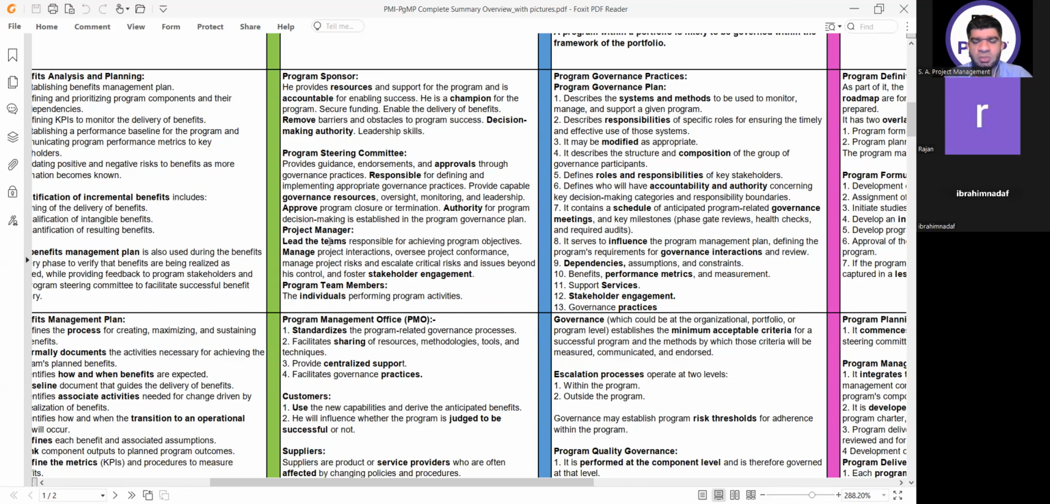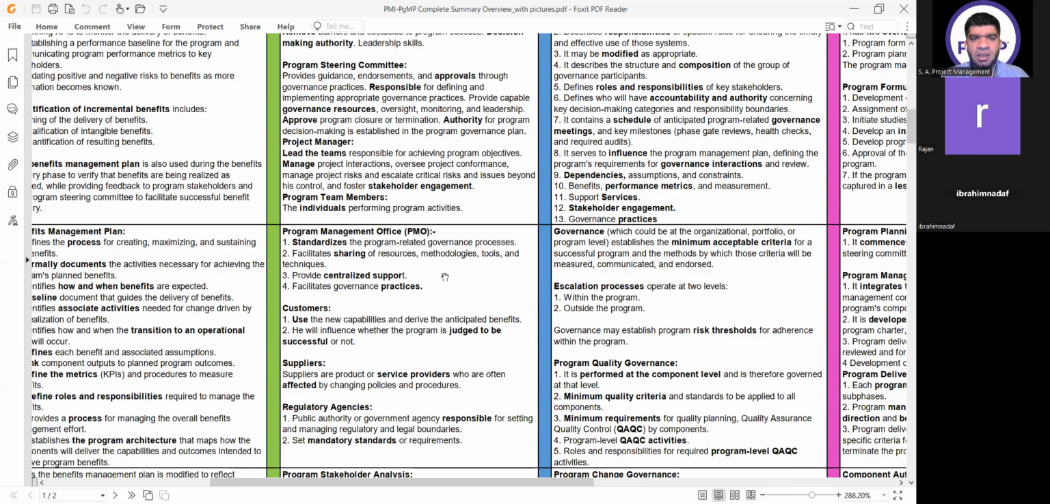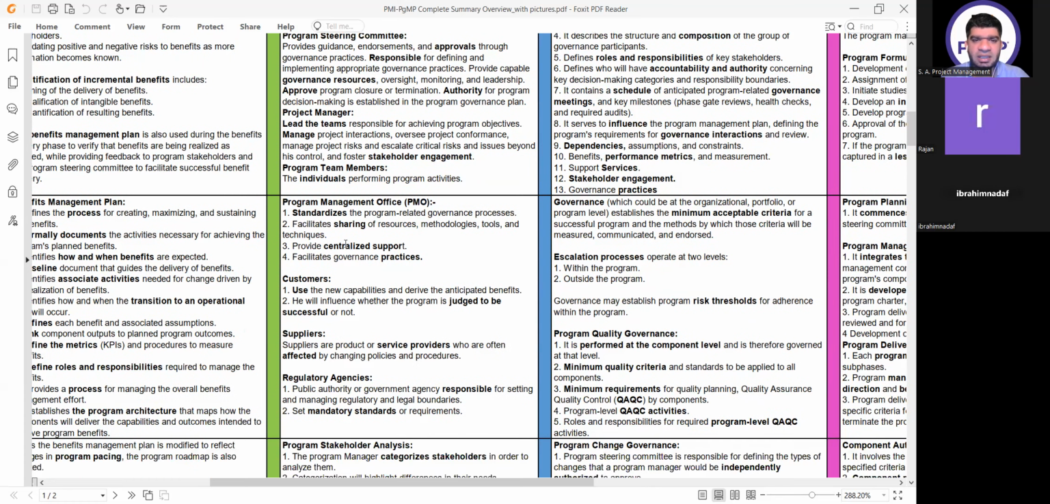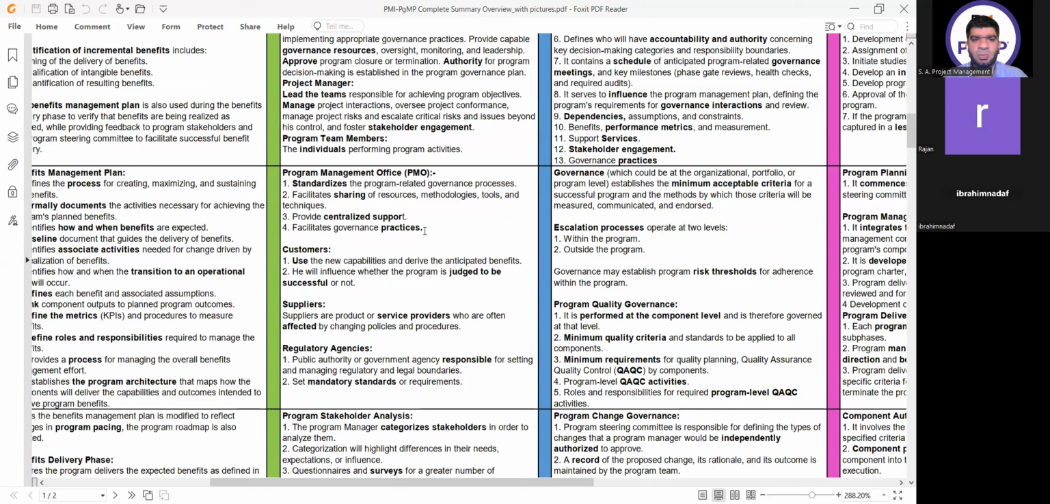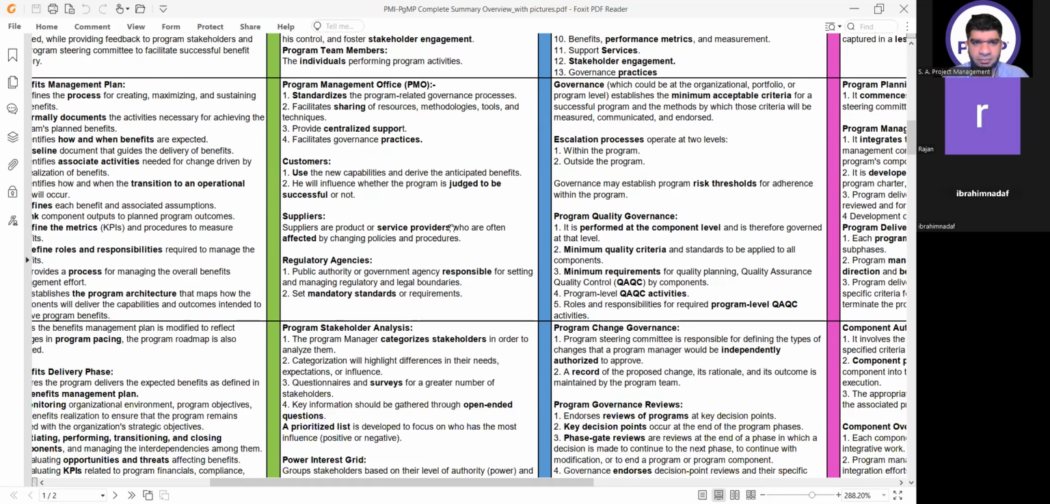The project manager is only responsible for a specific component or one project. He has nothing to do at the program level. Then we have the program management office. It standardizes the program related governance processes, facilitates sharing of resources, methodologies, tools, and techniques, provides centralized support, and facilitates governance practices. As I explained in the hierarchy, we have a portfolio manager, program manager, project manager, and project team, going from top to bottom. Whereas the PMO is considered to be at the side, providing support to multiple programs, not only your own program. Okay, so it can be providing support to multiple programs.